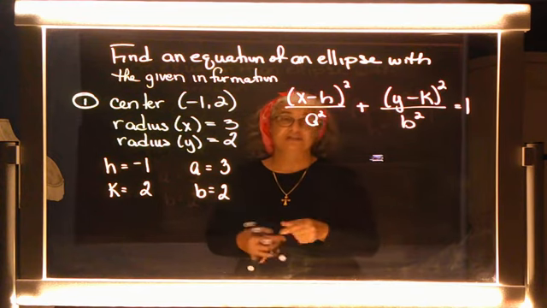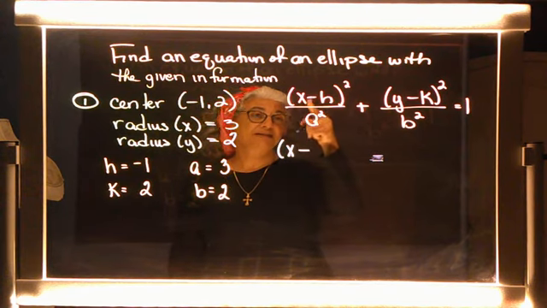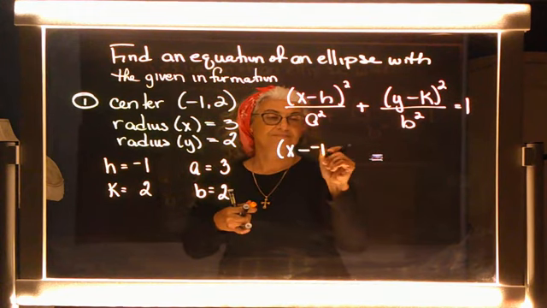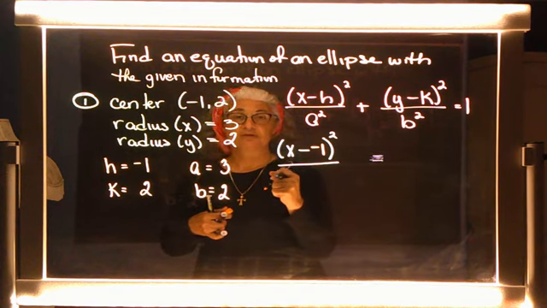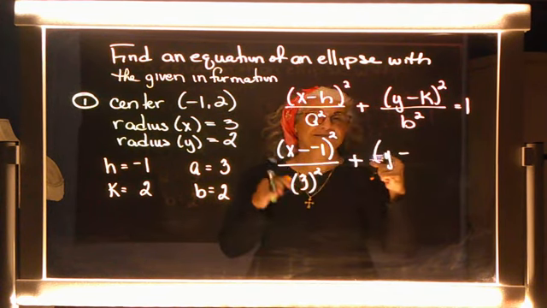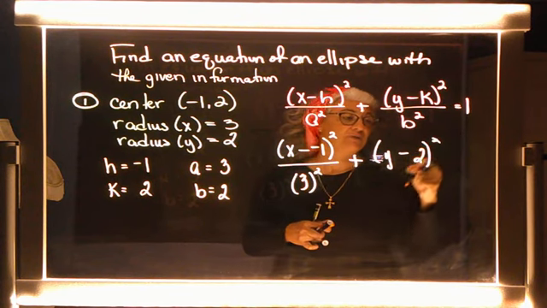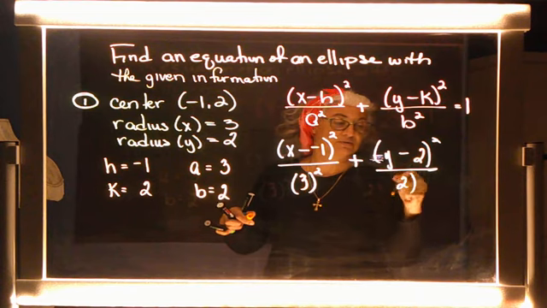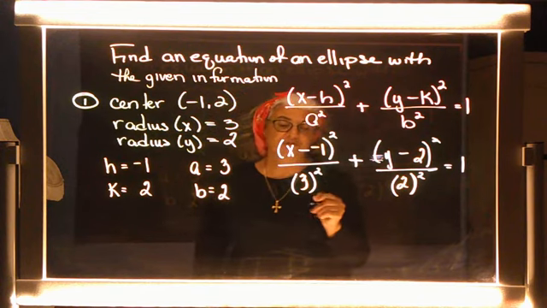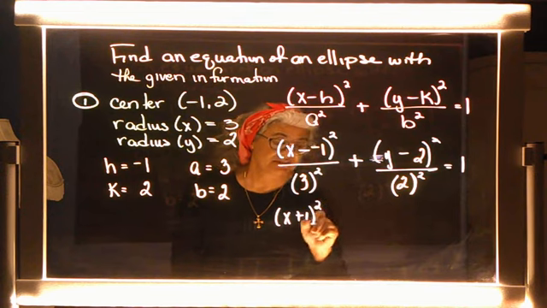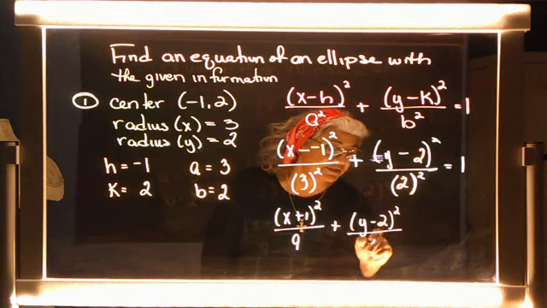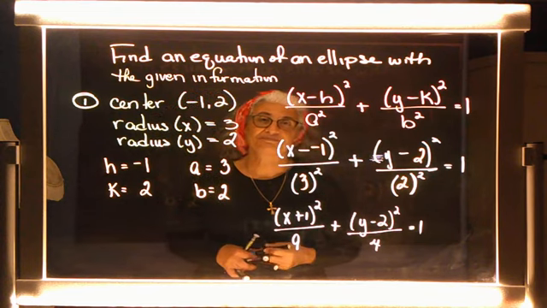So if we start filling things in, that means I have x minus h, which is -1, squared over a squared, plus y minus k, which is 2, squared, over b, which is 2, squared, and that's supposed to equal 1. Yes? Okay, so simplifying this, I end up with the ellipse for this information looking like what I am writing on this last line. Cool? Okay, hang in there.